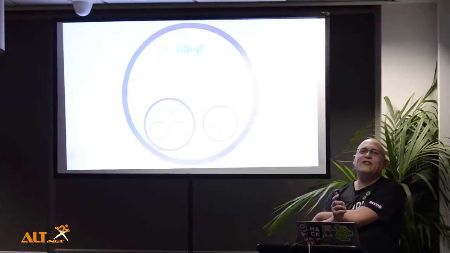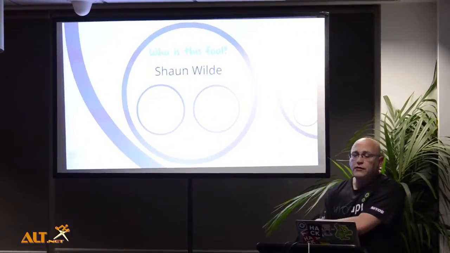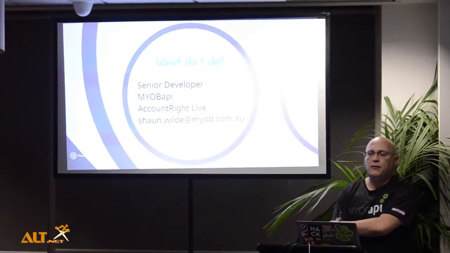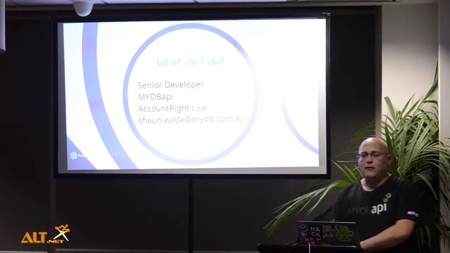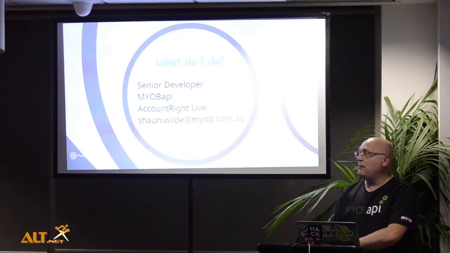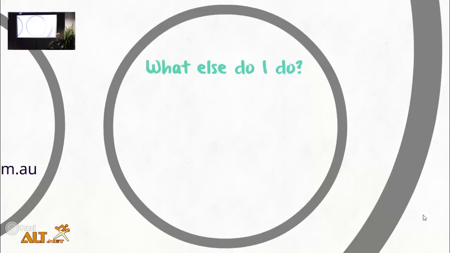Well, before I describe that, I'll just describe who I am. I'm Shaun Wilde, and I work at MYOB. I'm a senior developer on the MYOB API. We get t-shirts. And part of it is the AccountRight Live team. And that's my email address. You can spam me if you want. Help yourself. And here we go. There's always one.